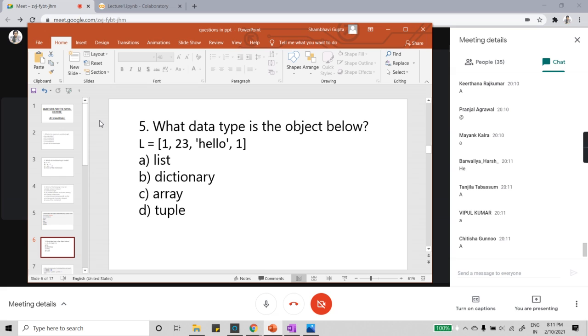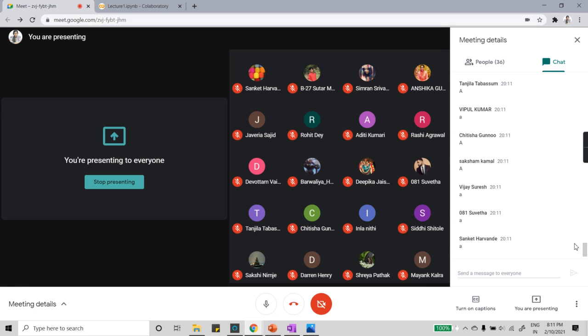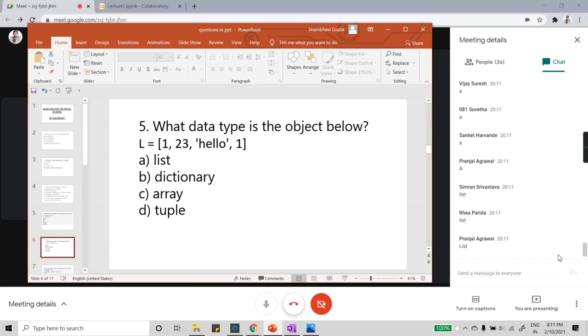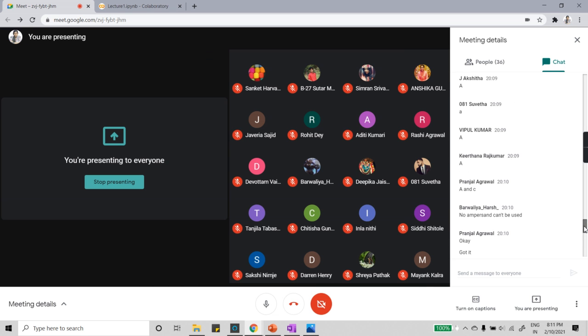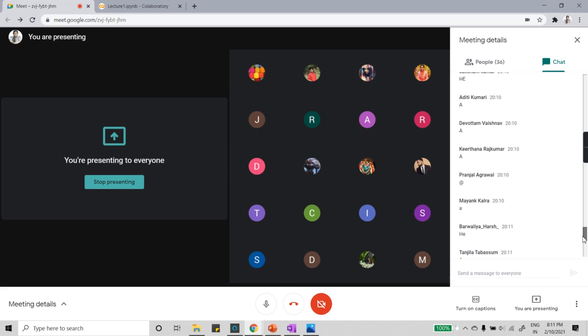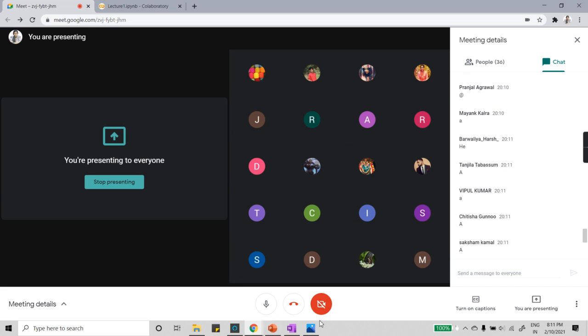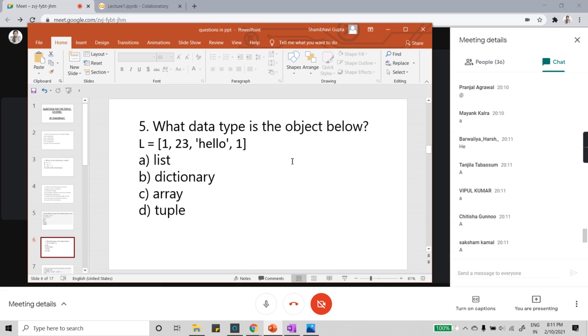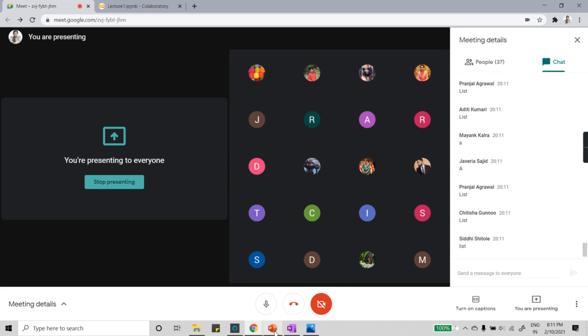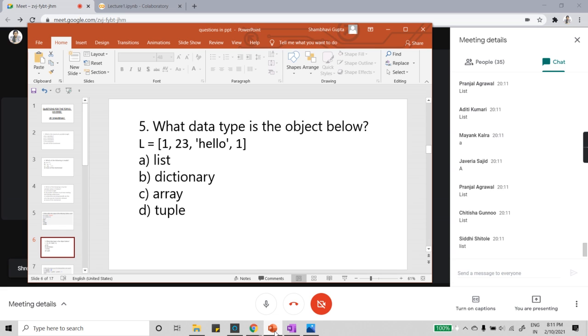Next question. What data type is the object below? L is equal to 123, hello and 1. This time I just missed who gave the correct answer first. Let me check. I guess Vipul gave the correct answer first, or sorry, I just missed who gave the correct option. Very well done, guys. All of you have done a very great job. Okay, Chitisha, Pranjal, Siddhi, Javeria, Mayank, Aditi. List. Okay, done.